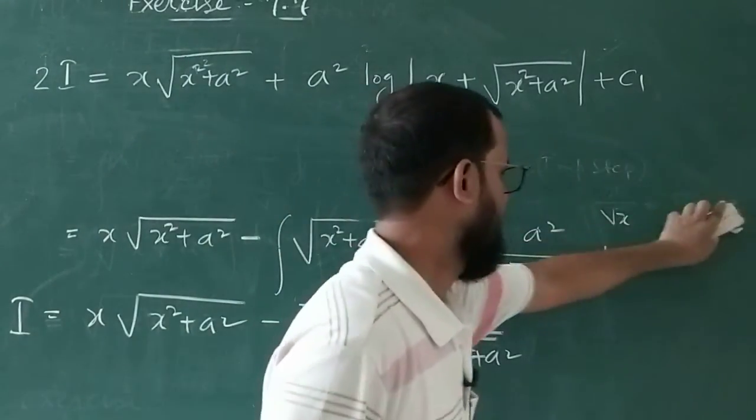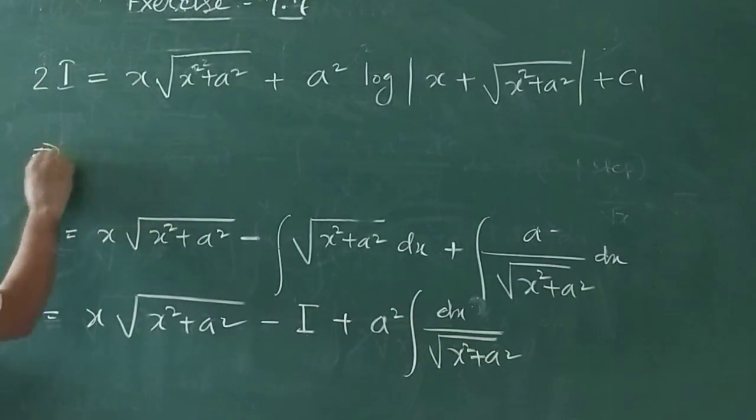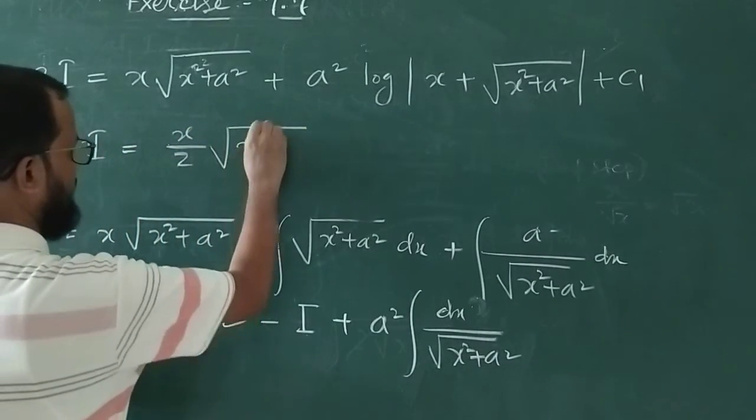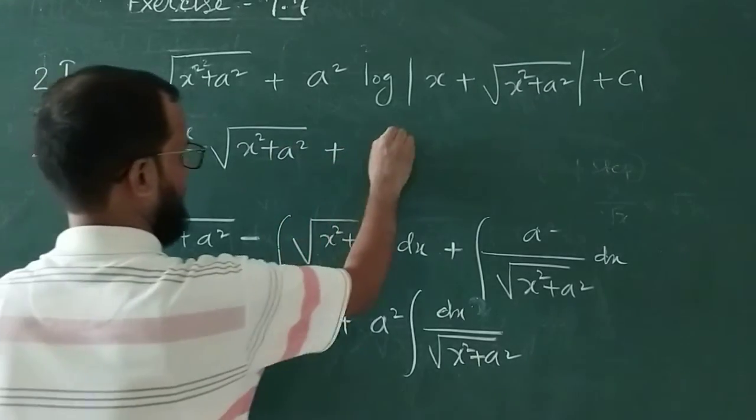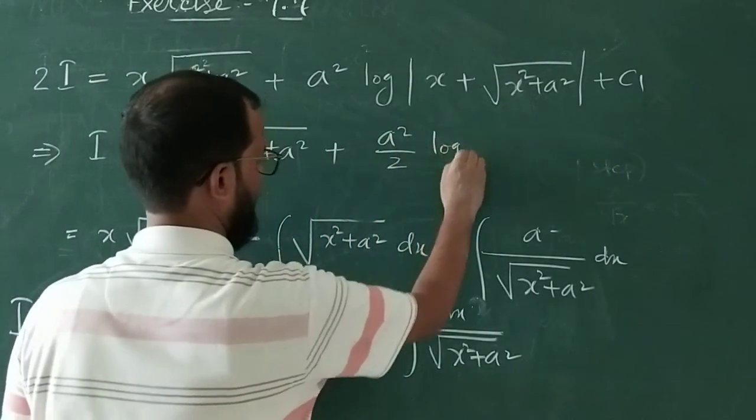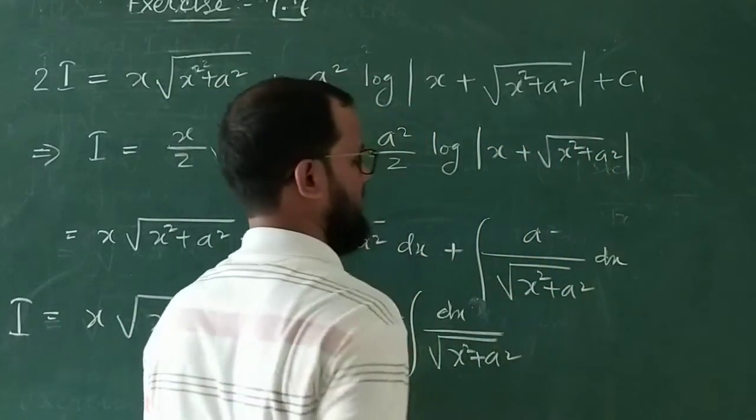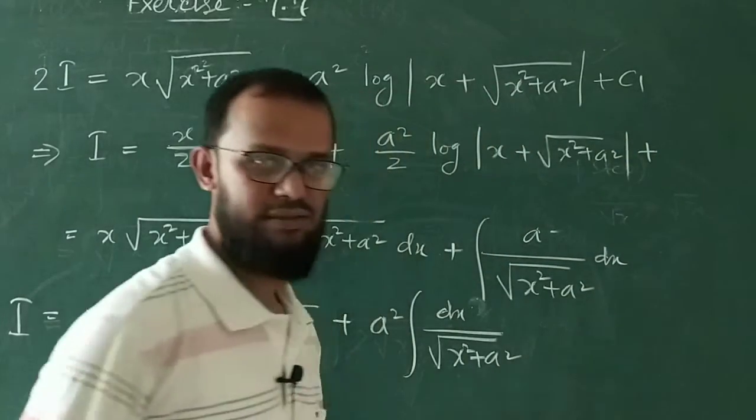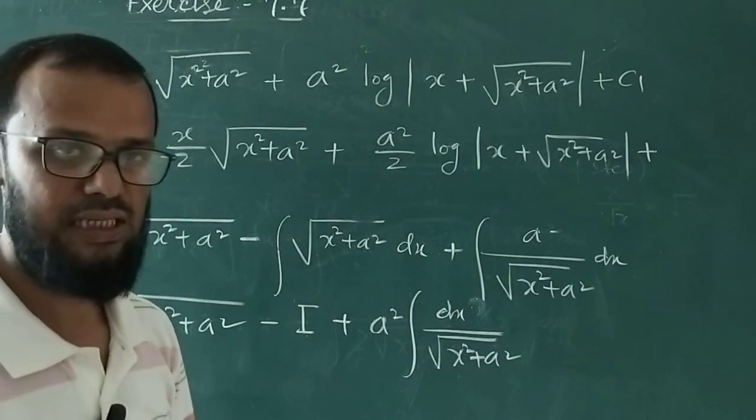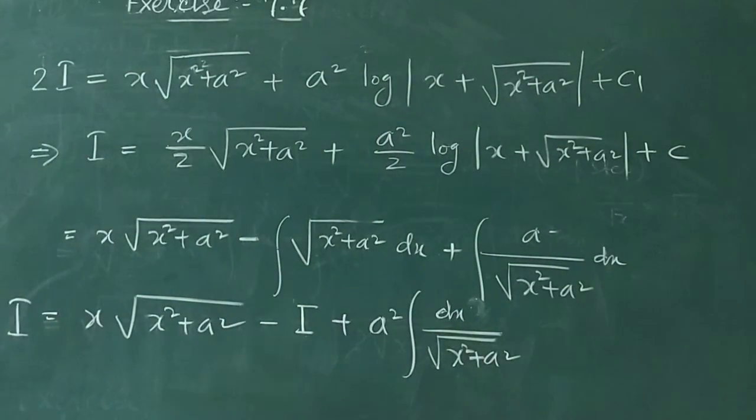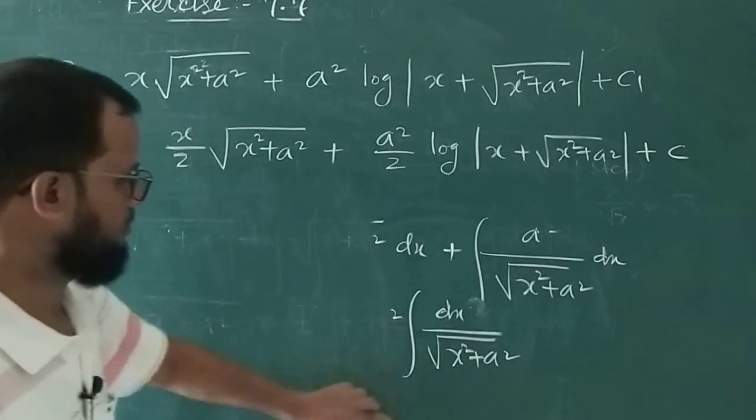Then finally you divide. Your main job is to find I, which equals x by 2 into root over x square plus a square plus, if you divide every term by 2, a square by 2 into log modulus x plus root over x square plus a square plus c1 by 2. c1 is a constant, so c1 by 2 is another constant, which can be considered as c. Clear? So finally we get I equal to this. And I is equal to your original integral.